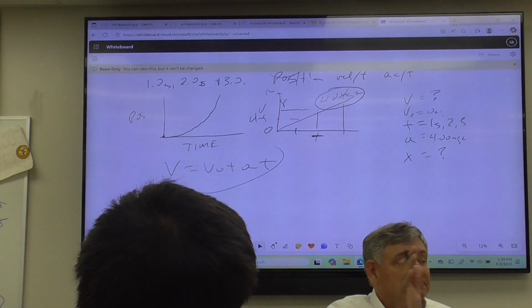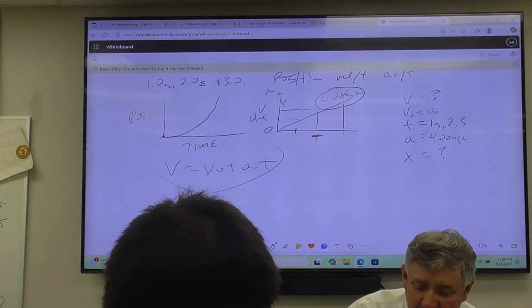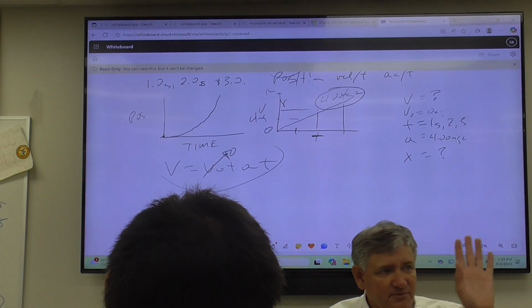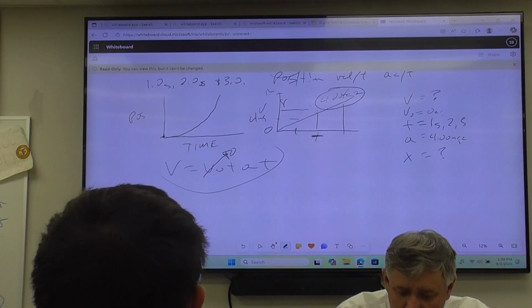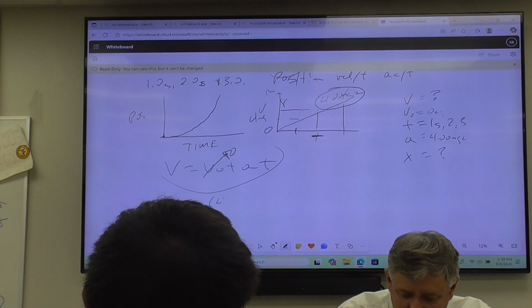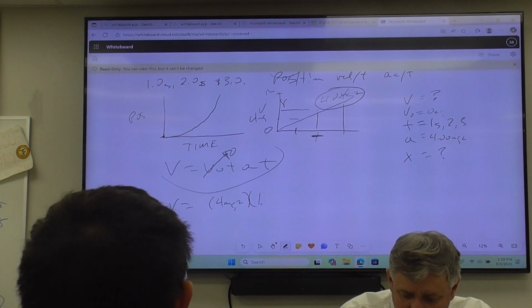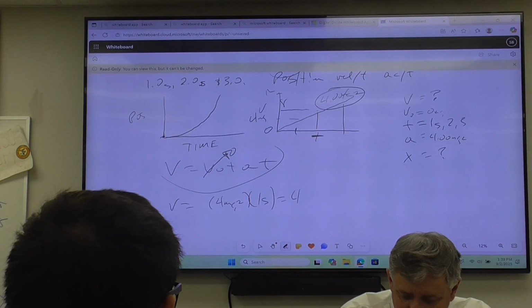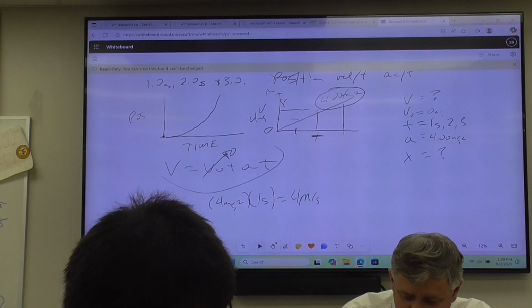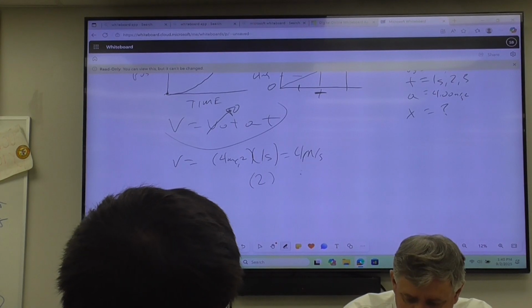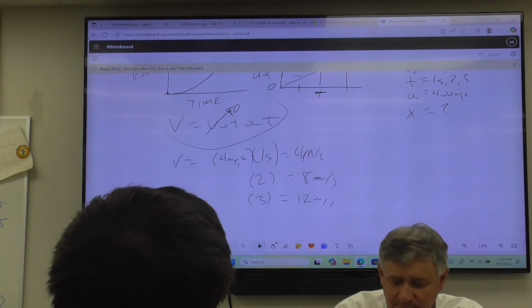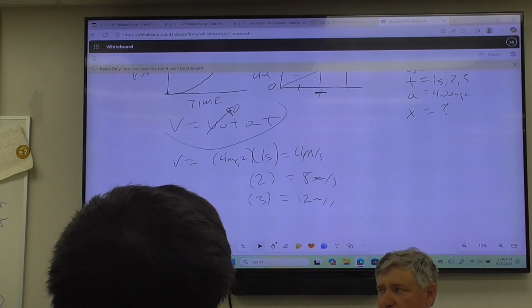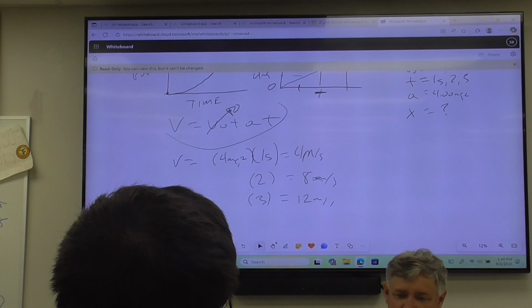Okay, so here's what we got. My initial velocity is going to be 0. I don't have to worry about that part of it. Basically, what we're saying is the y-intercept is 0. So then it's just a matter of taking 4 meters per second squared times 1 second. I get 4 meters per second. Then I'd go 2 seconds, and I'd get 8, and then 3, and I'd get 12. Okay? Cool. Got it? Great. That's the equation side of it. Nice.